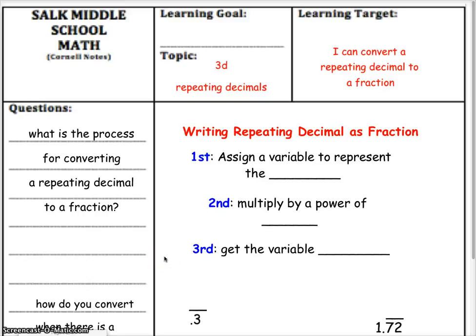Okay, today we're continuing our rational unit, and we're going to talk about repeating decimals. Repeating decimals are rational numbers because you can write them as a fraction. Anything you can write as a fraction is a rational number. So today you can convert between a repeating decimal and a fraction.